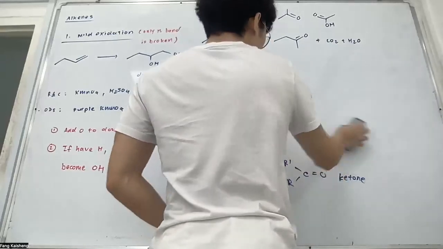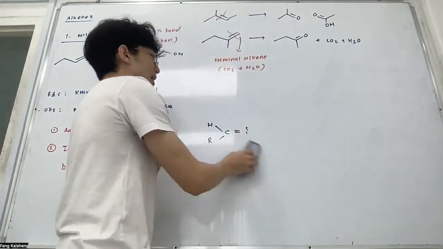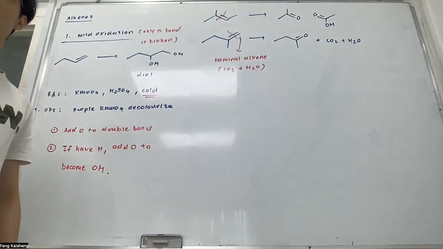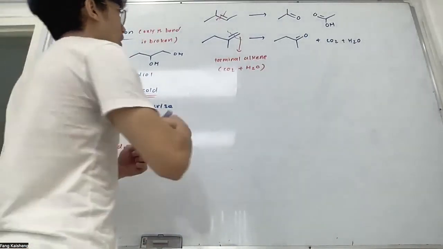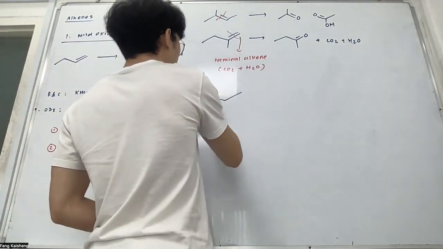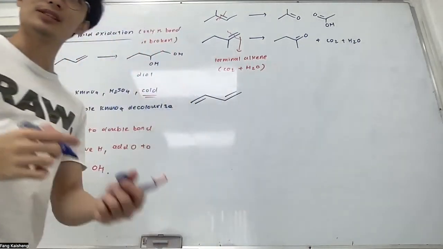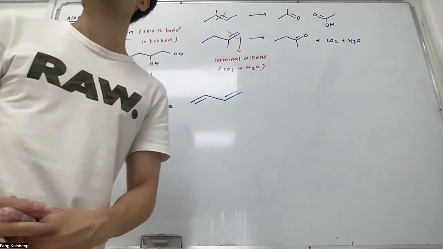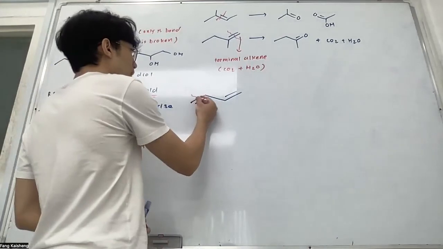Hey guys, you notice there's no need to memorize that table of carboxylic acid and ketone, because you just follow the rules generally. Now let's look at a molecule and do oxidative cleavage once more. But now this one has two double bonds. Just go ahead and cut both double bonds.